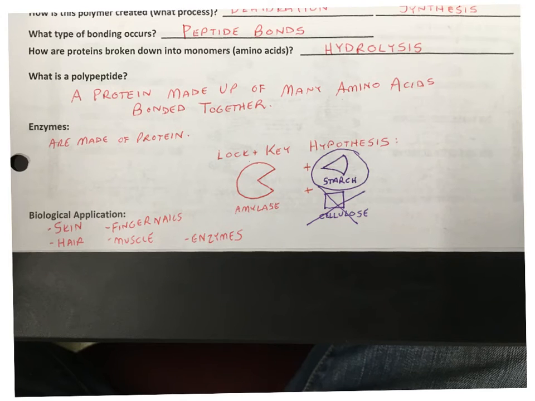All right, and from here, back in your notes. What type of bonding is this? The type of bonding that we have here is called a peptide bond, so that's that. If we're going to break the bond, anytime we break things down, we do a hydrolysis. Now, last thing, what is a polypeptide? Well, anytime we see poly, we should think many or more than one. Peptide means the type of bond that's here. And so a polypeptide is a protein that is made up of many amino acids that are bonded together.